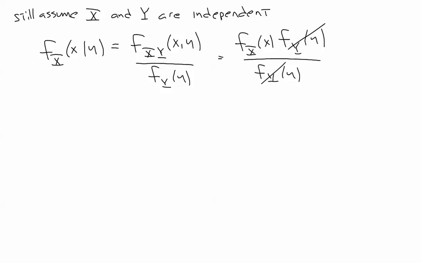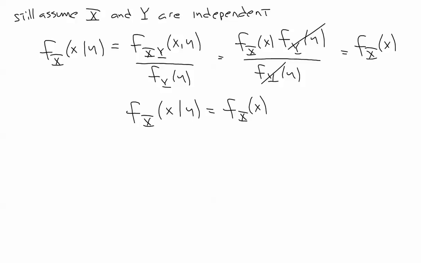And those cancel out, leaving me just a marginal probability density function for x. So if x and y are statistically independent, that means x doesn't depend upon y. So the probability density function of x conditioned on y just equals the probability density function for x. That should go without saying.